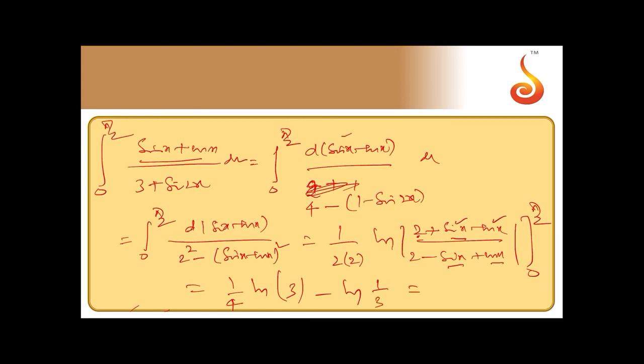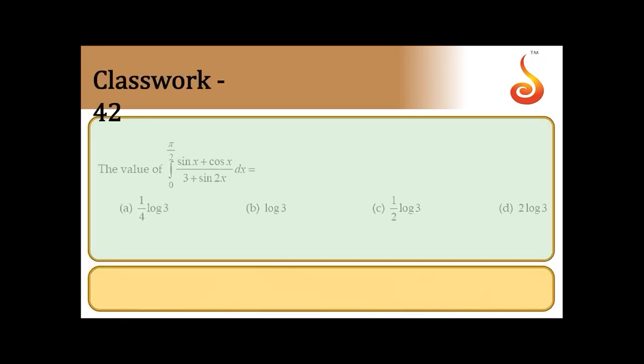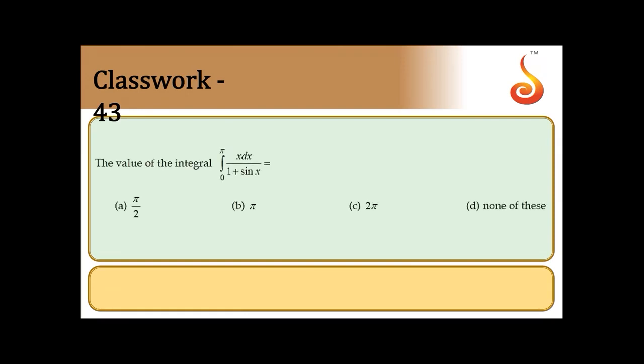That is same as 1 by 4 times, of course, common when you take out. Therefore, this is plus log 3 plus log 3, 2 log 3 by 4, nothing but 1 by 2 log 3. 1 by 2 log 3. Coming to the next one, 43.